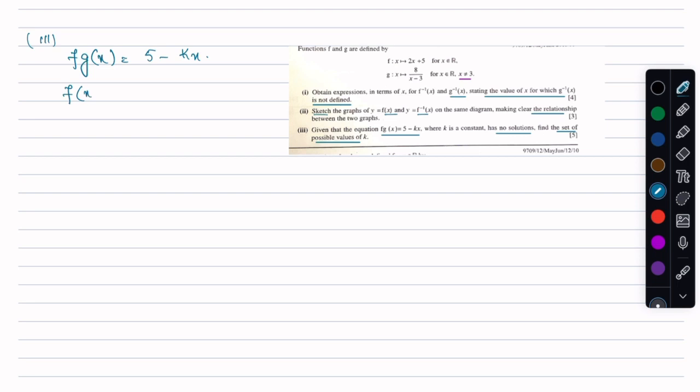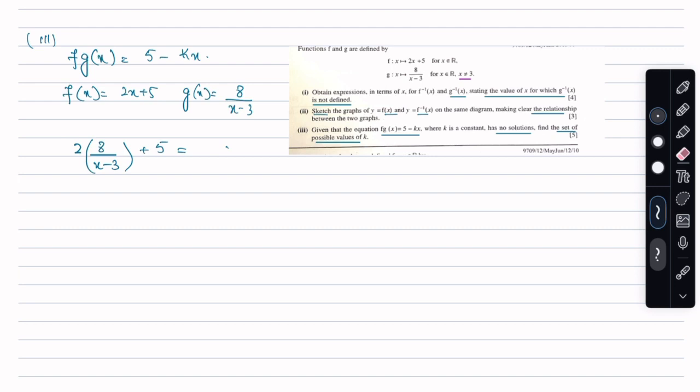Function f was equal to 2x plus 5 and function g was equal to 8 over x minus 3, meaning I need to substitute in the function f, in place of x, the function g, so that this becomes 8 divided by x minus 3, and then there is a plus 5, which is equal to 5 minus kx. Now the 5 on both sides, having the same sign, cancel to 0.